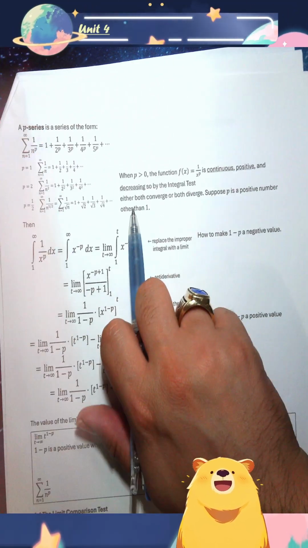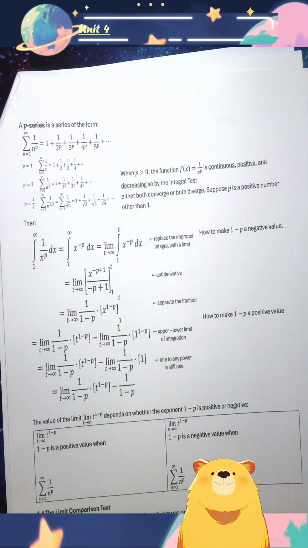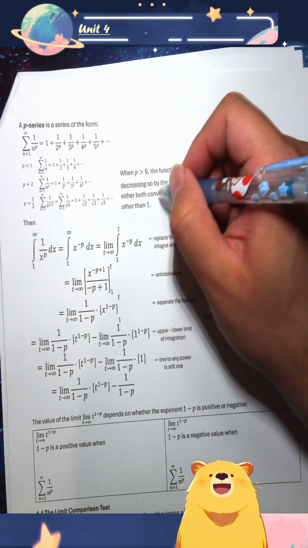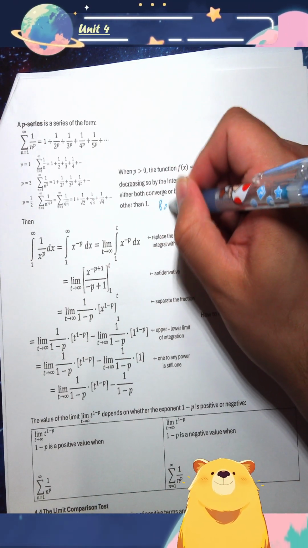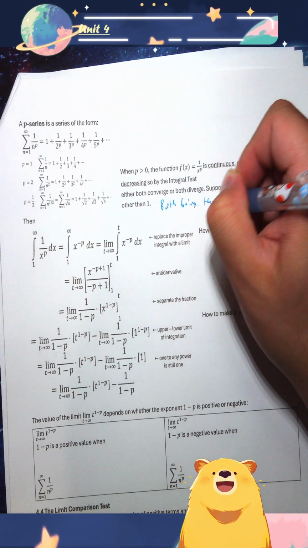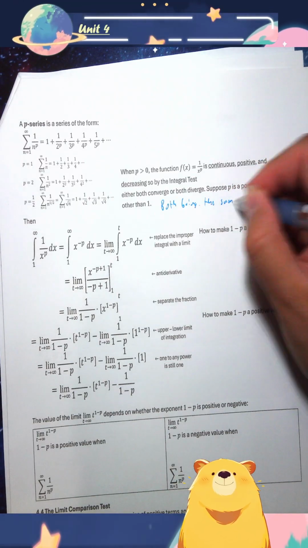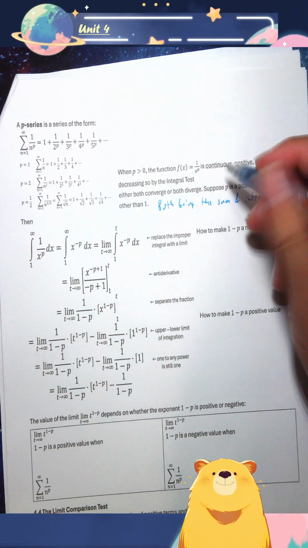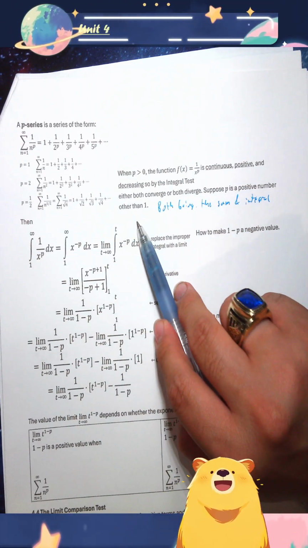So by the integral test, either both converge or diverge, both being the sum and integral. Suppose p is a positive number other than 1.